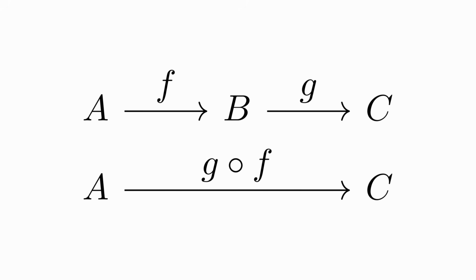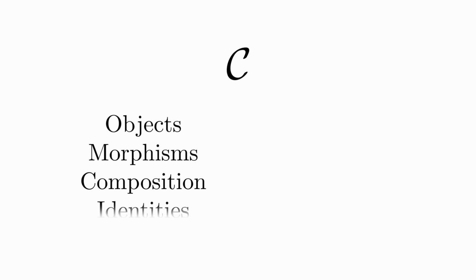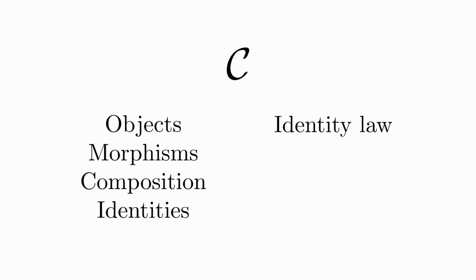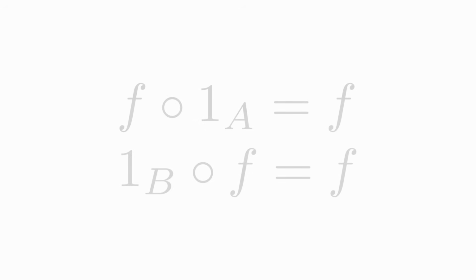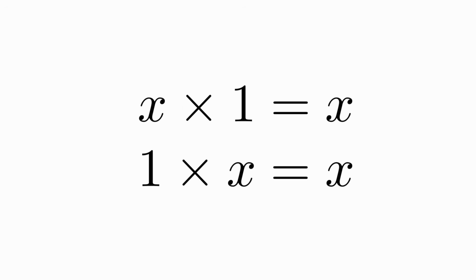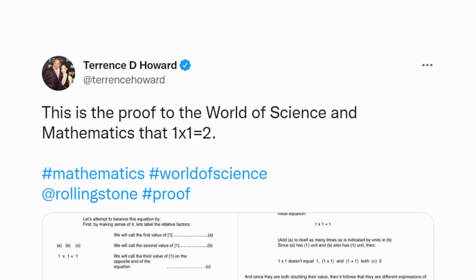We usually write composition with a small circle like this, so G composed with F here is a morphism from A to C. A category also requires certain special morphisms to exist, called identities. Identities are morphisms from one object to itself. In a category, we must have one identity for each and every object, which in particular means that the set of morphisms from any object to itself is not empty. These identities are then subject to the identity law. Composing any morphism with an identity on either side does nothing to that morphism. It's a bit like how 1 times any number equals that number, unless you're Terence Howard.